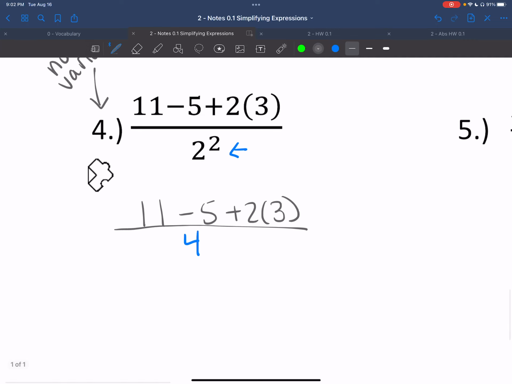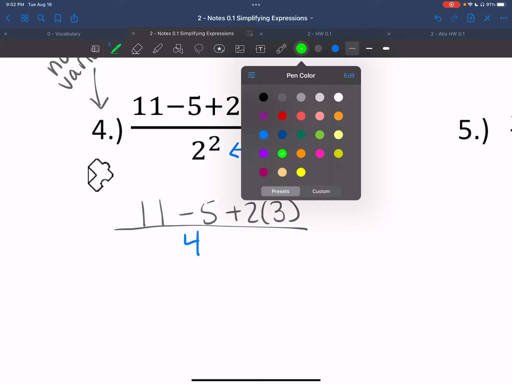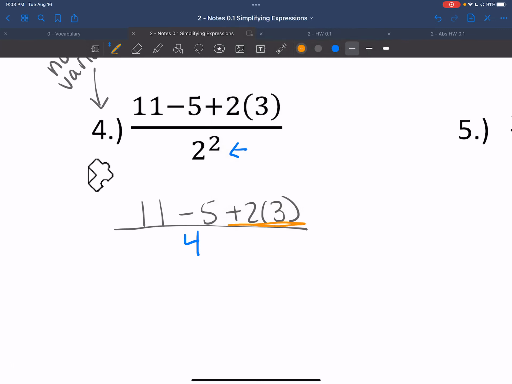Now I have to multiply or divide, so I'm going to start with my multiplying here, which in this case is 2 times 3 right here. 2 times 3 gives me a positive 6. There was no weird negative signs. Everything else gets brought down.